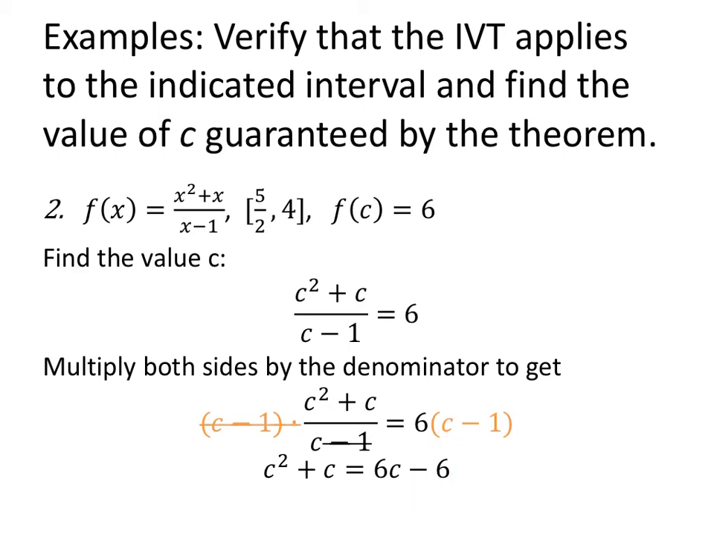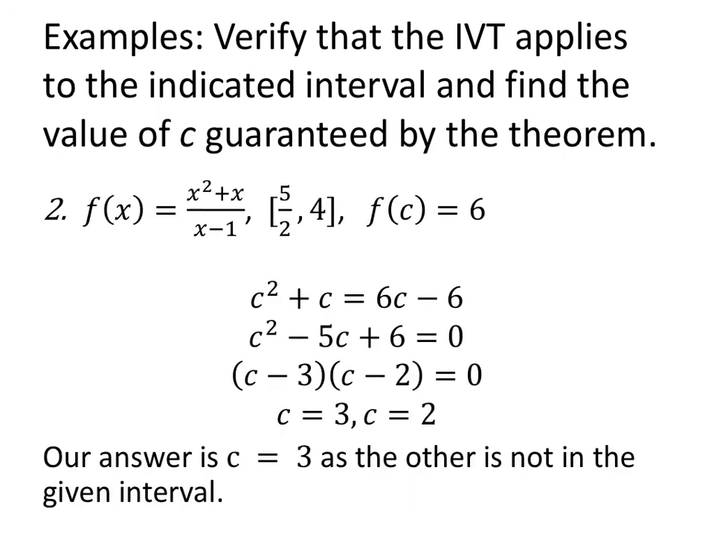It's a quadratic. In order to solve the quadratic, I'm going to get everything on the left side, get it equal to 0. So I'm going to subtract 6c. c minus 6c is minus 5c. I'm going to add 6 to both sides. I have 0 on the right, and I can factor the quadratic on the left. c minus 3 times c minus 2 equals 0, which tells me c equals 3 or c equals 2.